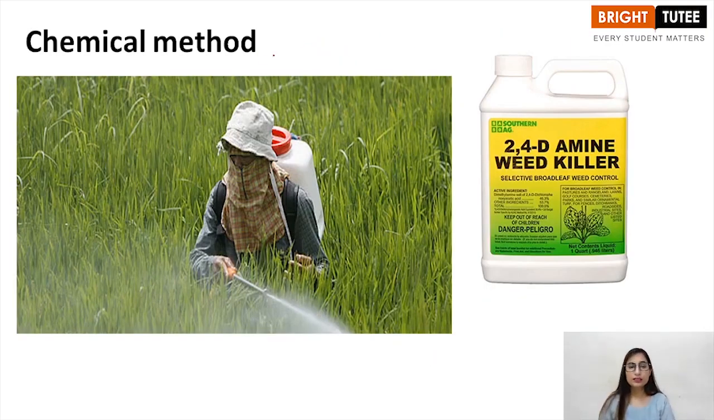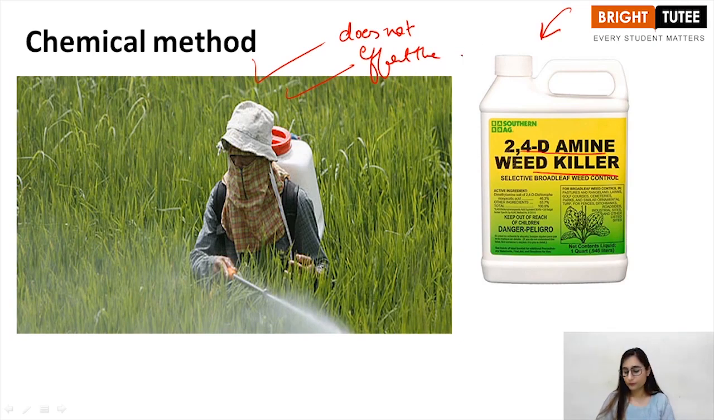Next kind is the chemical method. Now, how does this chemical method help in removing weeds? As you can see, the chemical that is being sprayed is 2,4-D-amine weed killer. It does not affect the crop. Alright, it does not affect the crop. You just spray it on the field, and the weeds that are present in between the crop will automatically die.